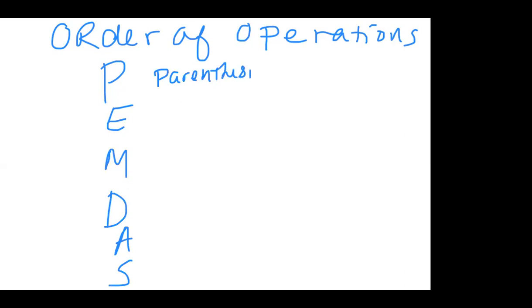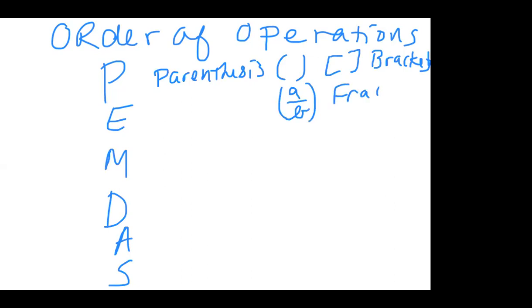Parentheses. That's what you start with, the parentheses, as well as the square brackets. The braces are in there too. And then every once in a while, you do see the fraction bars. Like if you have something like A over B, you want to work on simplifying those first. So the grouping symbols, the parentheses, the brackets, you want to do those first.